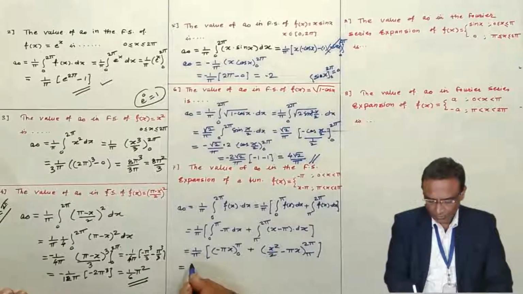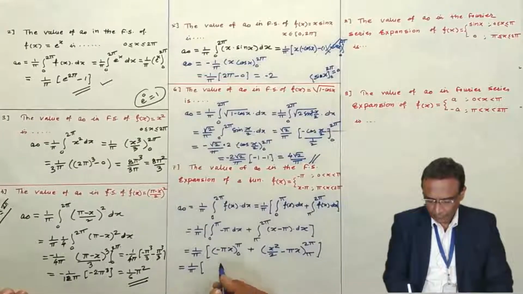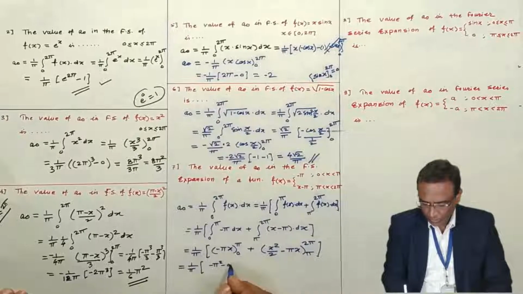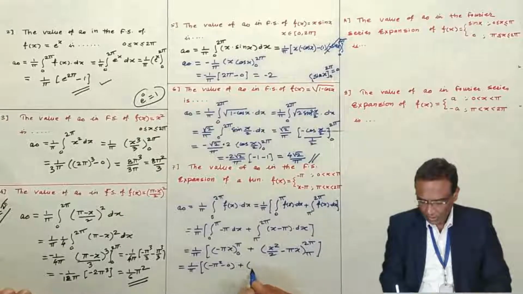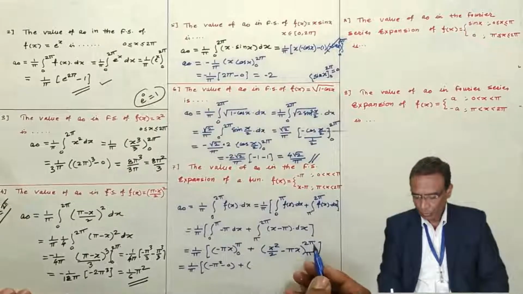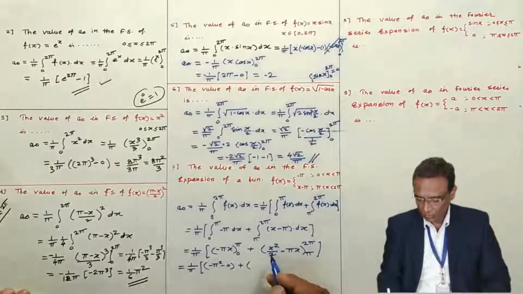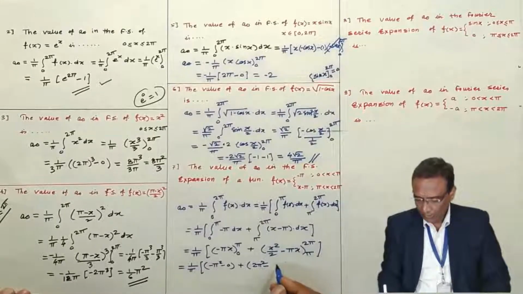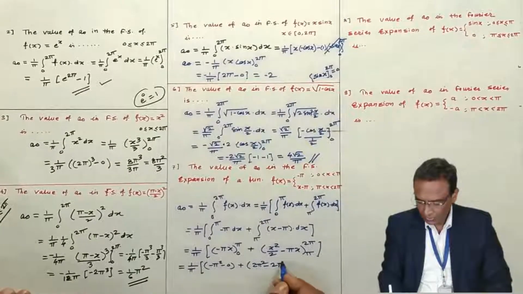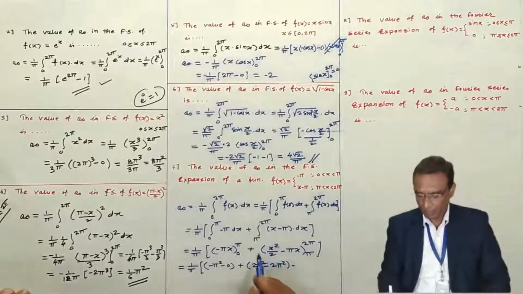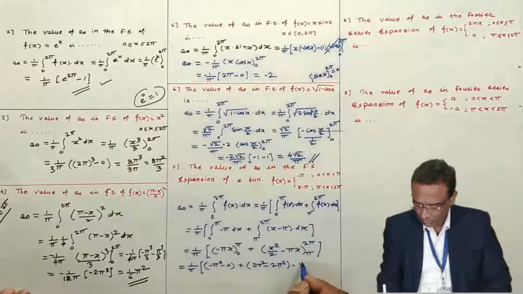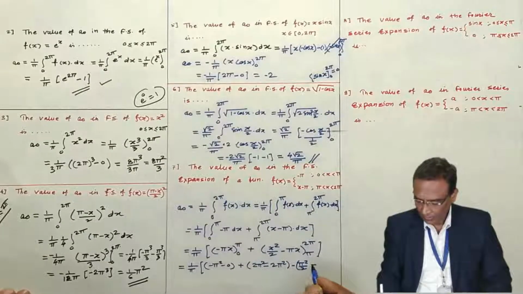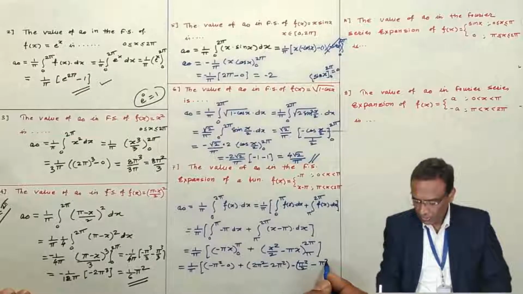Now, 1 by pi, put x equal to pi, upper limit, minus pi square; put x equal to 0, I'll get 0. Here, put x equal to 2 pi. 2 pi whole square means what? 4 pi square. 4 pi square by 2 means 2 pi square. Put x equal to 2 pi: pi into 2 pi is 2 pi square. Minus lower limit. Upper limit, now lower limit: pi square by 2. Lower limit by putting x equal to pi: pi into pi is pi square.